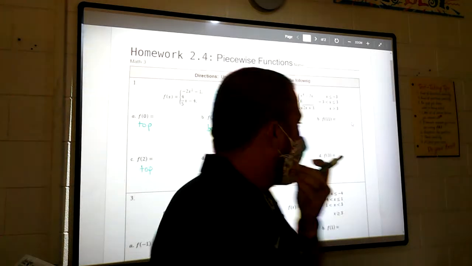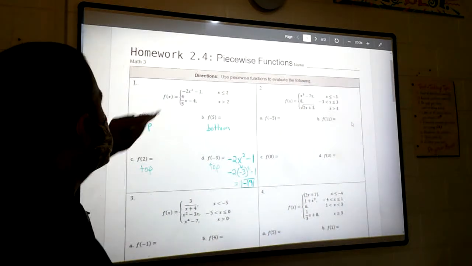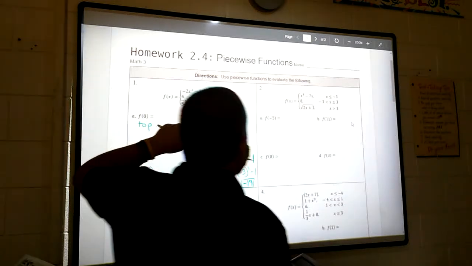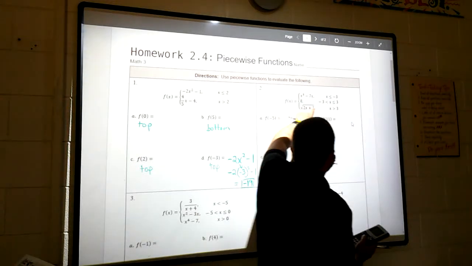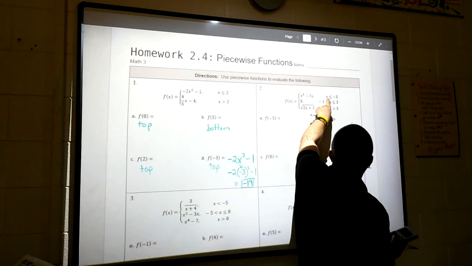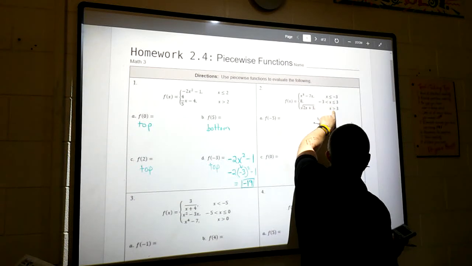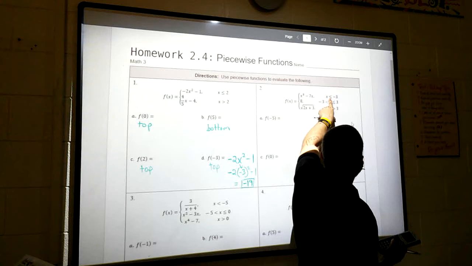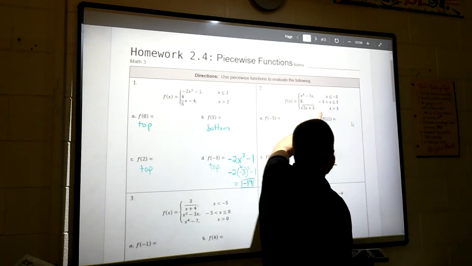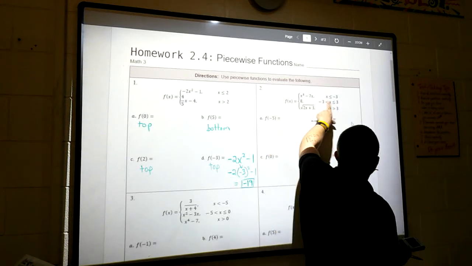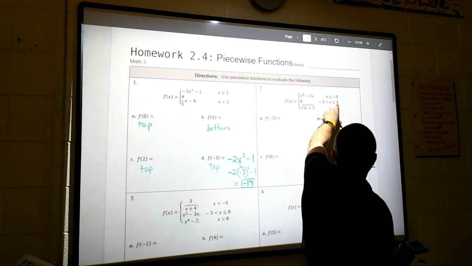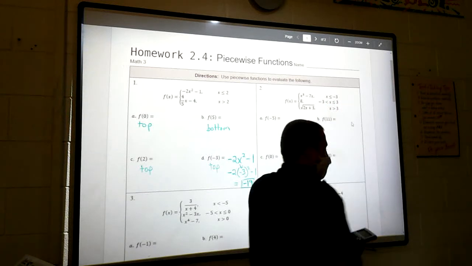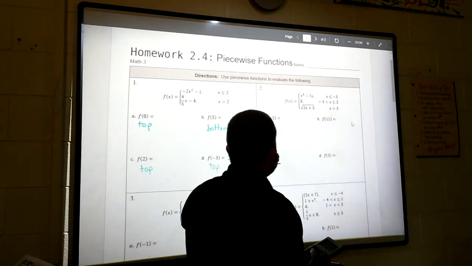All right. So now in number 2, you have the same issue, but you have to decide, do I use the top equation, the middle equation, or the bottom? If my number in parentheses is less than or equal to negative 3, I use the top. If it's greater than negative 3 but less than or equal to 3, I use the middle one. And if it's greater than 3, I use the bottom one. So I can decide which one to use.